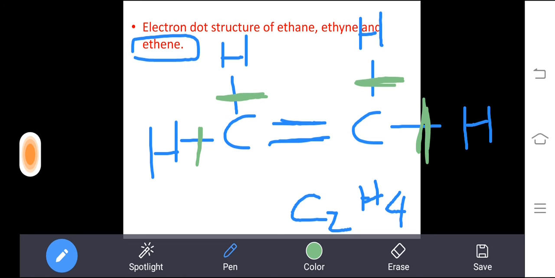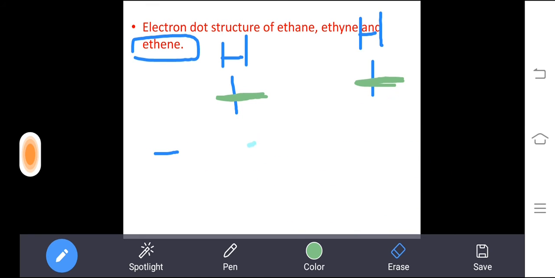Then here also you want to cut it, so 2 parts you will get. That also you want to shade. So this is the simplest way to draw the electron structure. Then one more thing we'll discuss, ethyne.